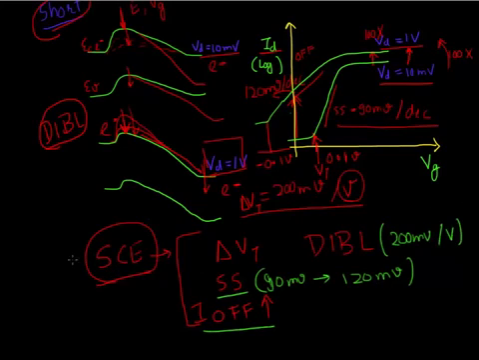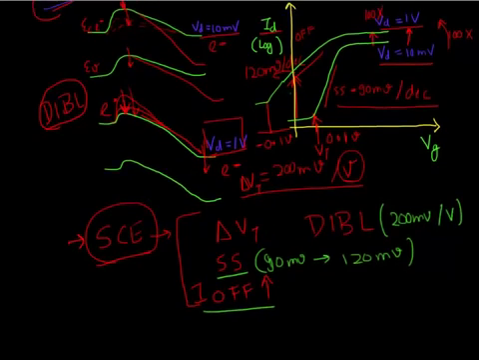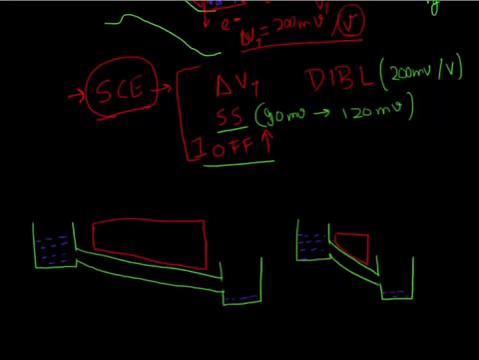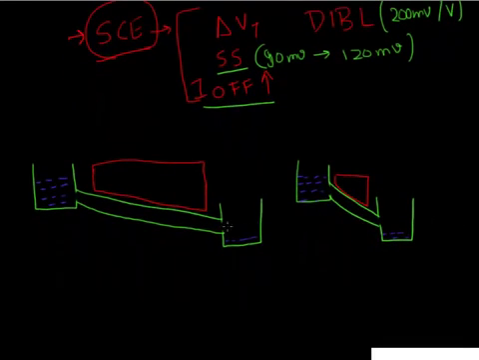So all these short channel effects are essentially bad for your device or your circuit performance. A good analogy to understand these short channel effects, especially which people from a mechanical engineering background might find very intuitive, is that you have these two beakers. Let me denote one as source and another as a drain, and there's this nozzle.